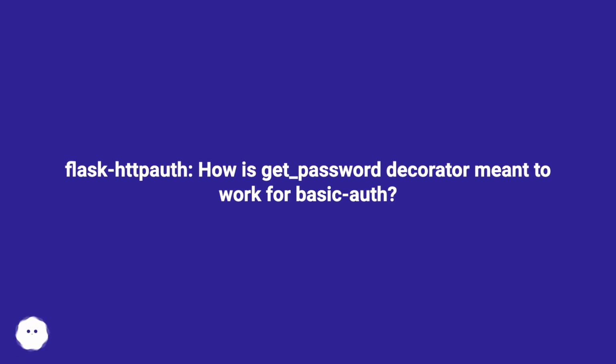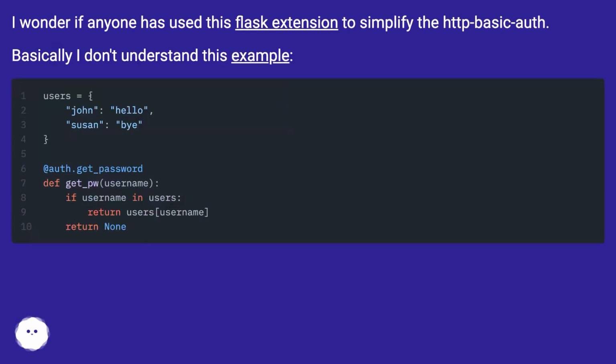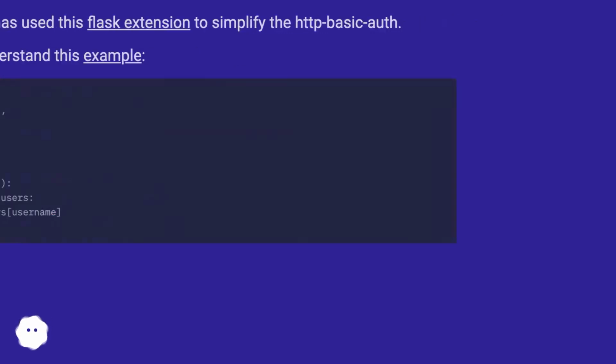Flask-HTTPAuth, how is the get_password decorator meant to work for Basic-Auth? I wonder if anyone has used this Flask extension to simplify HTTP Basic-Auth. Basically, I don't understand this example.